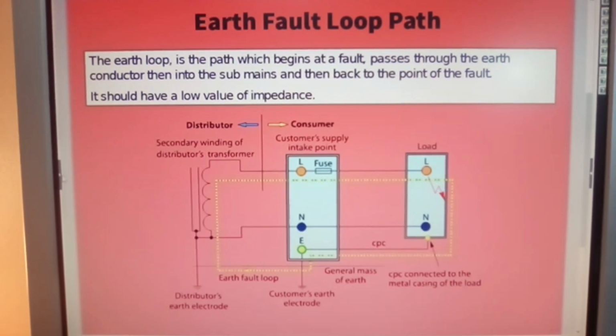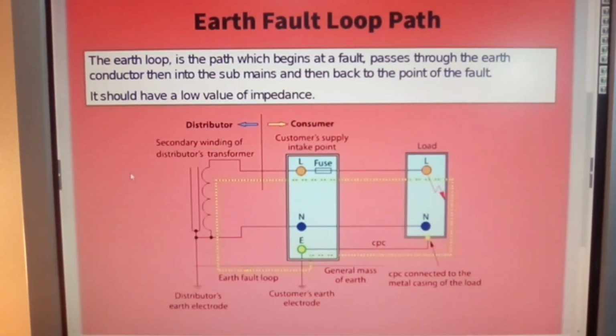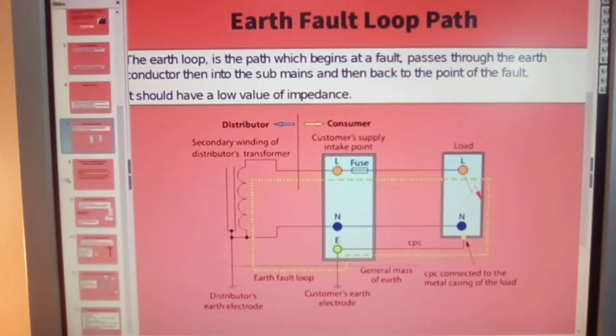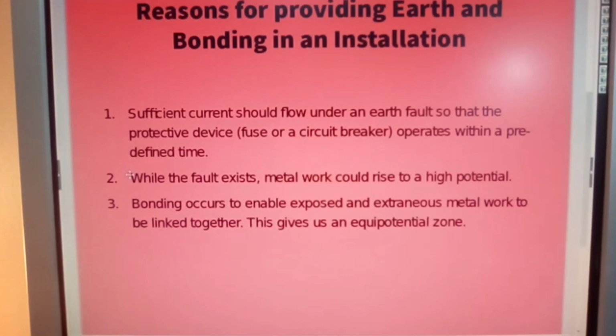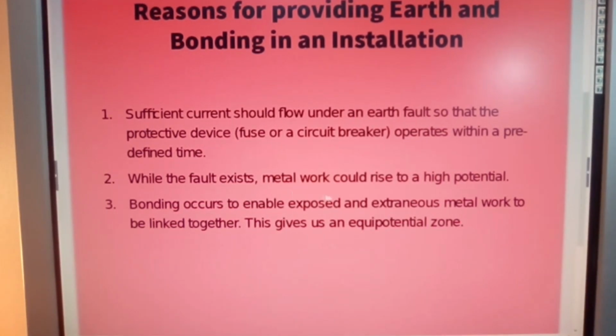Again, your earth fault loop impedance should have a low value of impedance. Reason for providing earth and bonding in an installation: sufficient current should flow under an earth fault so that the protective device, fuse or a circuit breaker, operates within a predefined time.